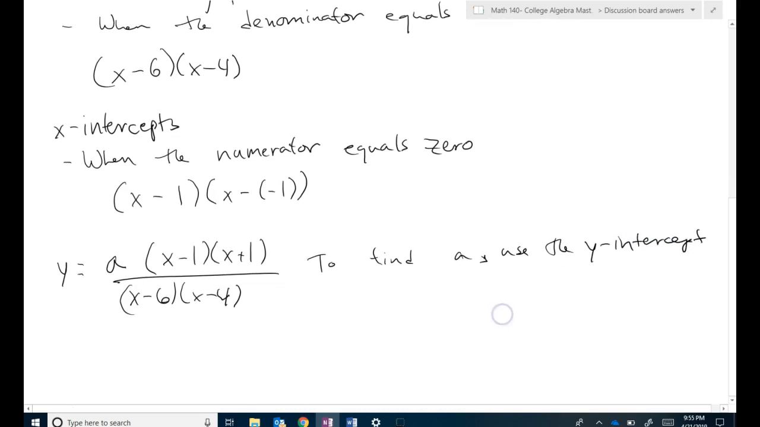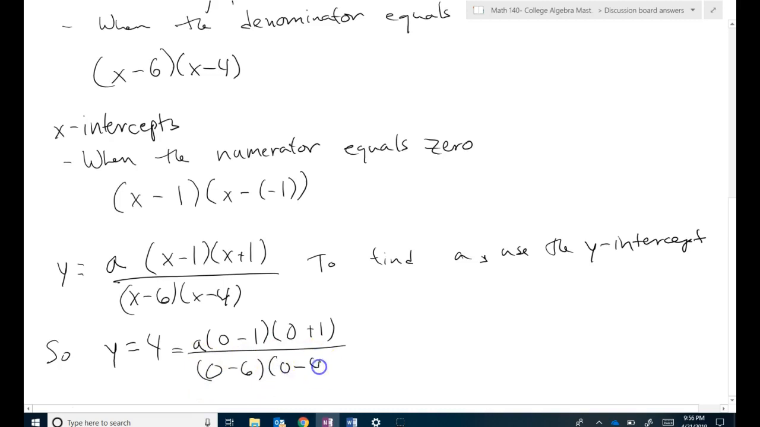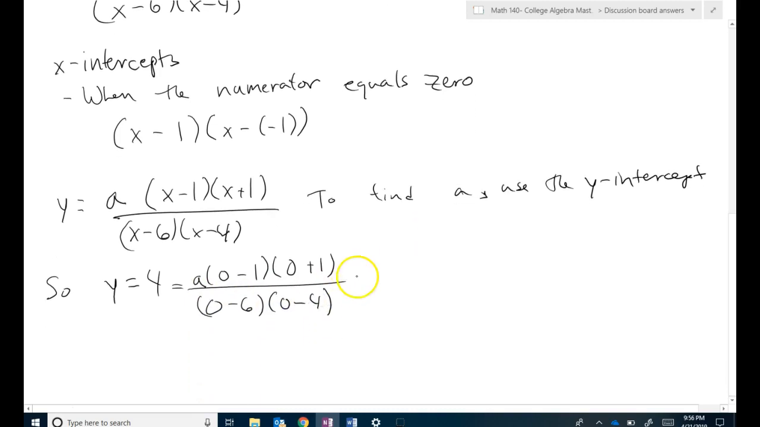And the y-intercept is when x equals 0. So y, which will equal, in this case, 4, equals a times 0 minus 1 times 0 plus 1 over 0 minus 6 times 0 minus 4, okay? And so that's going to end up giving me my a. This is going to give me then that 4 equals a times -1 over positive 24, okay? Then with just a little algebra, we're going to multiply by 24 on both sides.